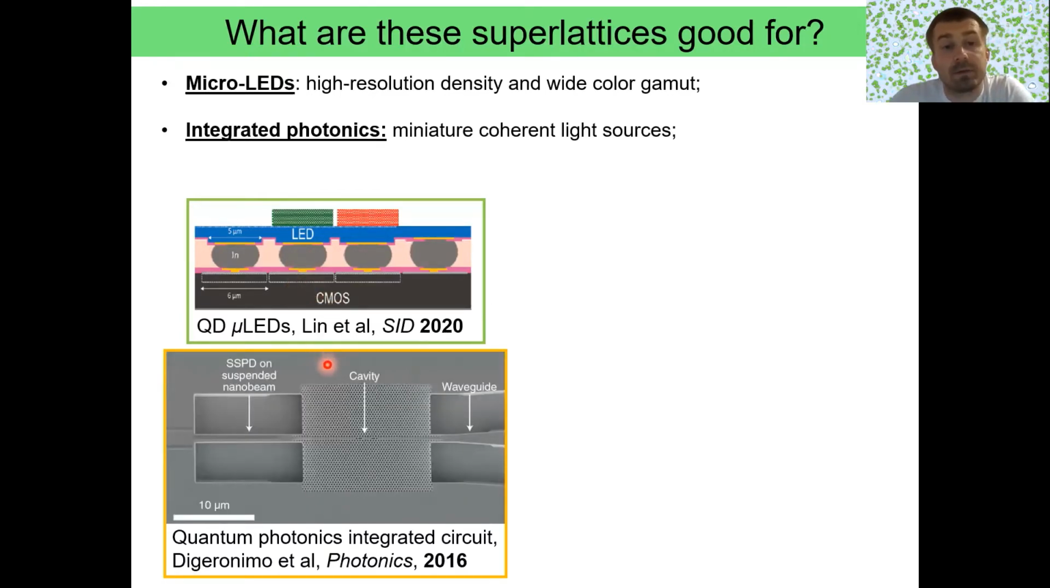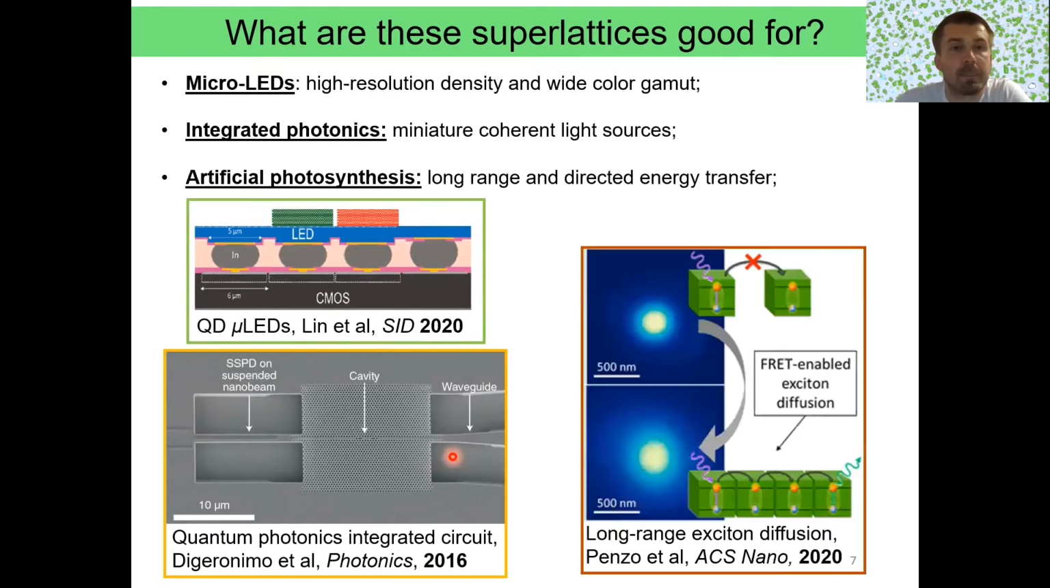As well, I would argue that the superlattices are suitable as miniature coherent light sources for fabrication of photonics integrated circuits. Here is shown an example not on a superlattice, but on a single quantum dot emitter. And I think it's possible to extend this type of circuitry into the colloidal assemblies. And lastly, artificial photosynthesis looks promising because of the existence of long-range and directed energy transfer, as shown recently by us and also in this published paper from Molecular Foundry.